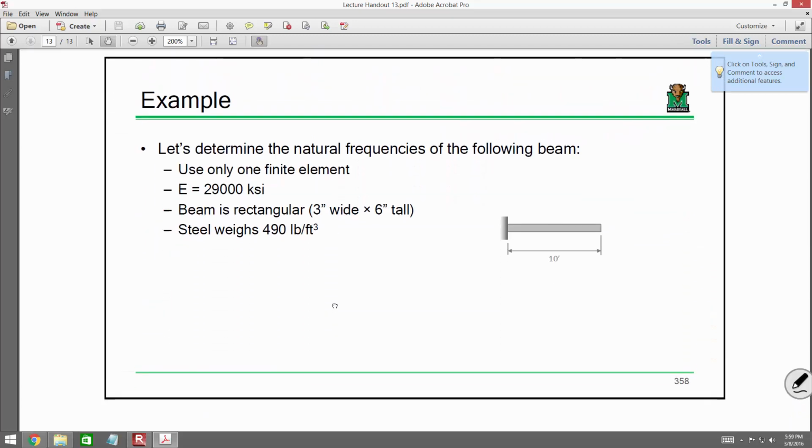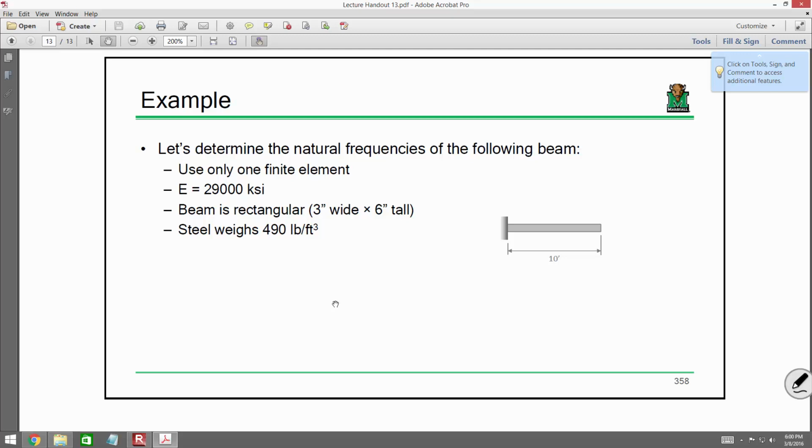We're not going to do this example this time. We're going to do it next time. We're going to take this beam, and using one finite element, we're going to determine its natural frequency. So if I took this beam and took a sledgehammer and went bam, and it vibrates, I want to know how often it vibrates. I want to know its natural frequency.